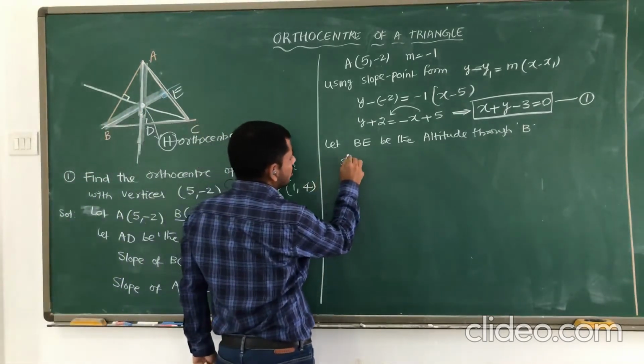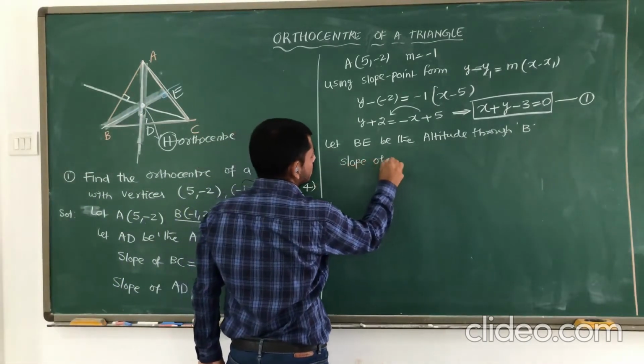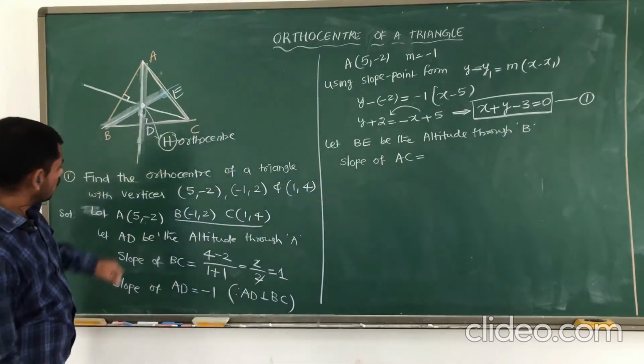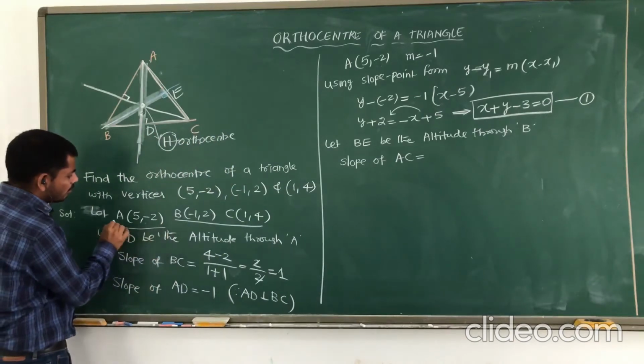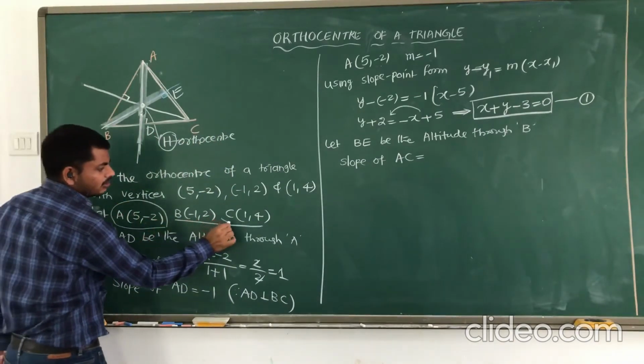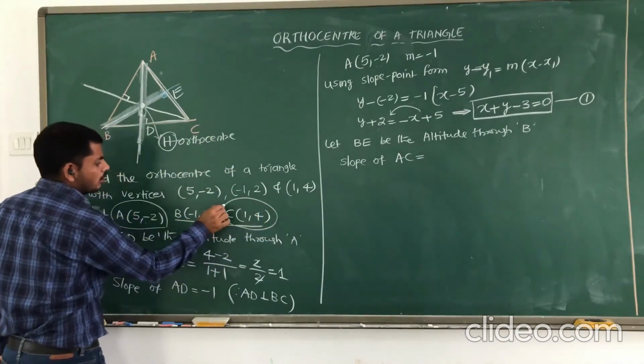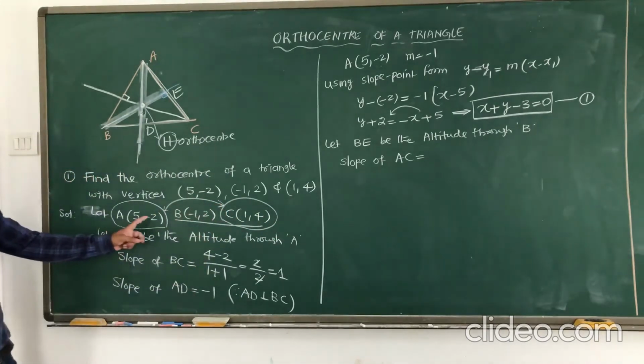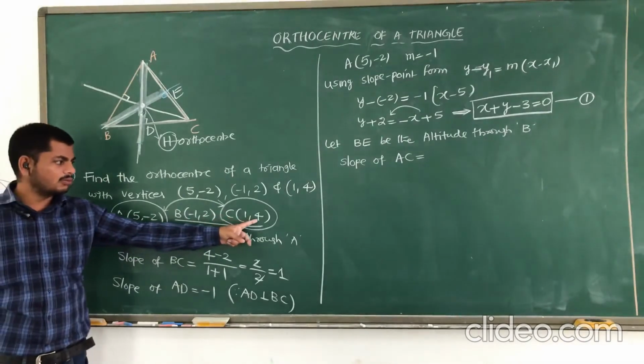The point of intersection of these two lines is the orthocenter of the triangle. Let BE be the altitude. Slope of AC: A is (5, -2) and C is (1, 4). Use these two points.